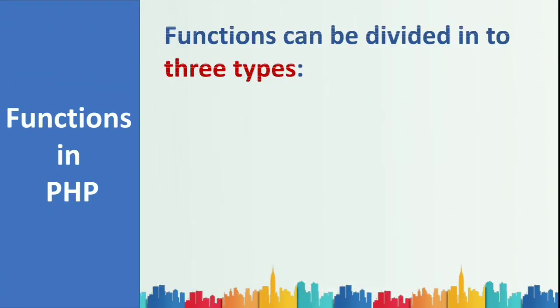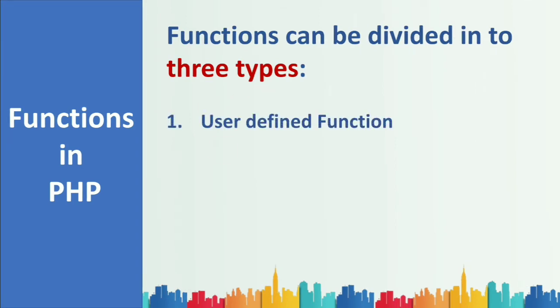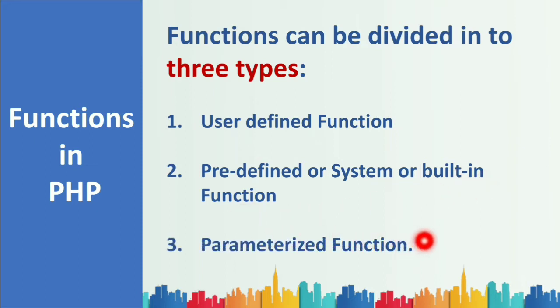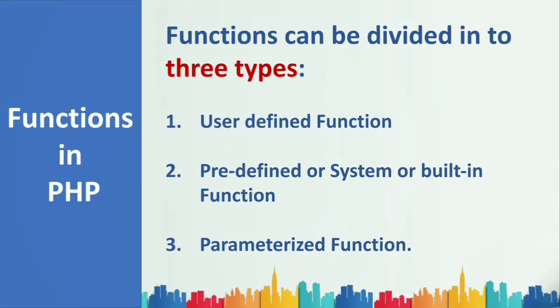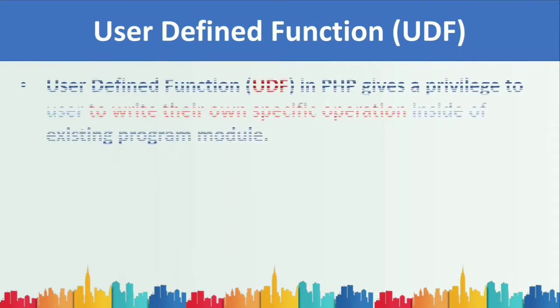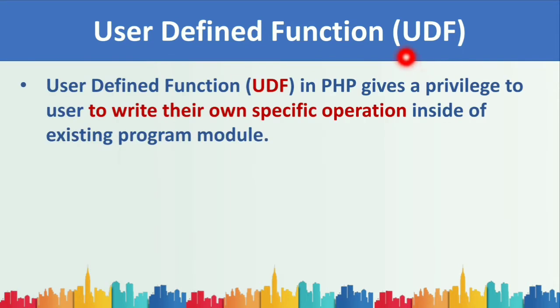Functions can be divided into 3 different types. The first one is user defined function, then predefined function, or system function, or built-in function. And the third one is parameterized function. So let us see one by one, starting with user defined function. In short, it is called UDF.